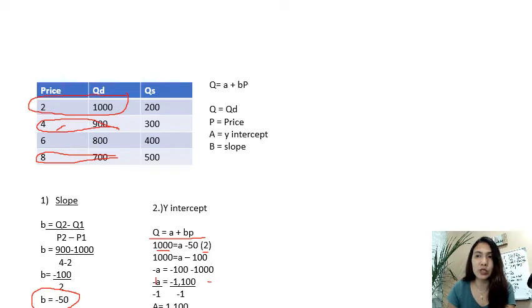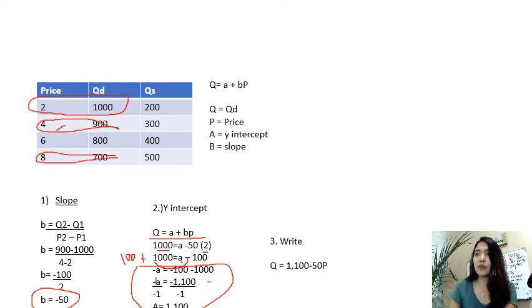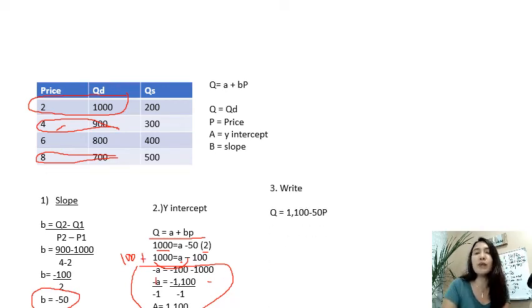That is your y-intercept. If you don't want to go through this kind of lengthy computation, we all know that if you transpose negative 100 to the other side, and if you retain A in this side, it will be positive 100, right? So 100 plus 1000, that's already 1100. So that's easy. So that's your second step. The third step is you write your demand function equation.